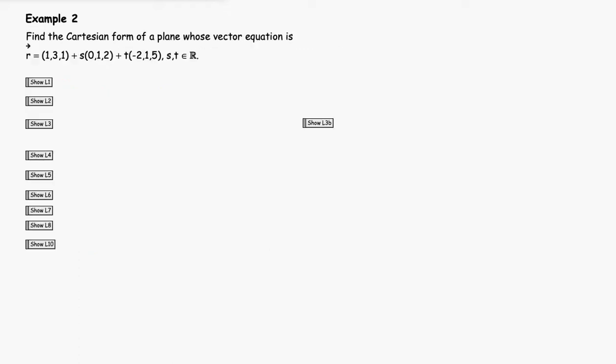Example 2, find the Cartesian form or the Cartesian equation of a plane that has this for its vector equation. What would be the best way to solve this? All right, so the Cartesian equation of a plane requires that we have the normal. And so if we just think about here, we have a plane sitting like this. I need its normal. So there's the normal.